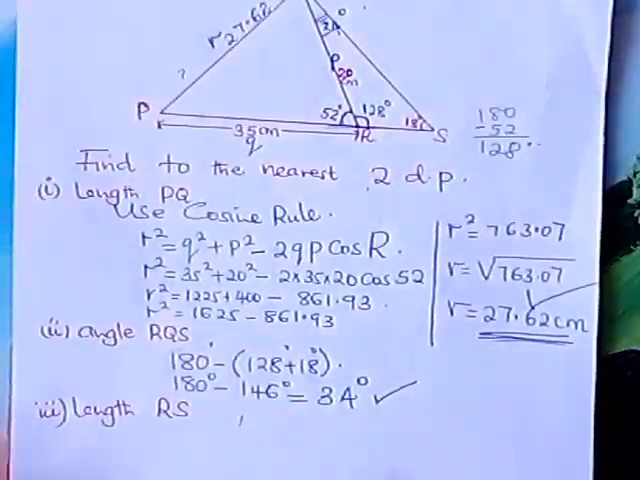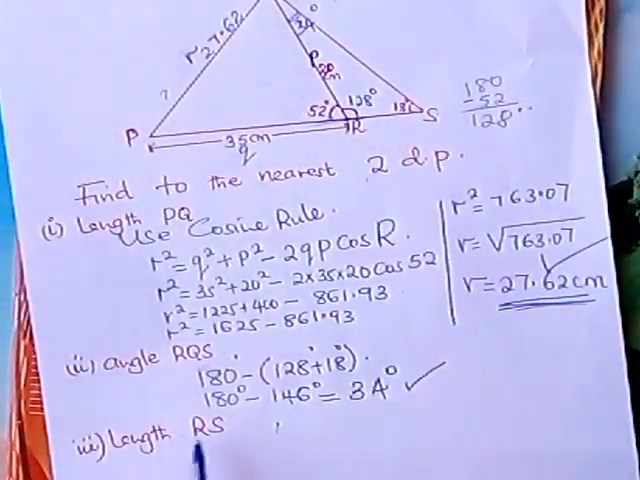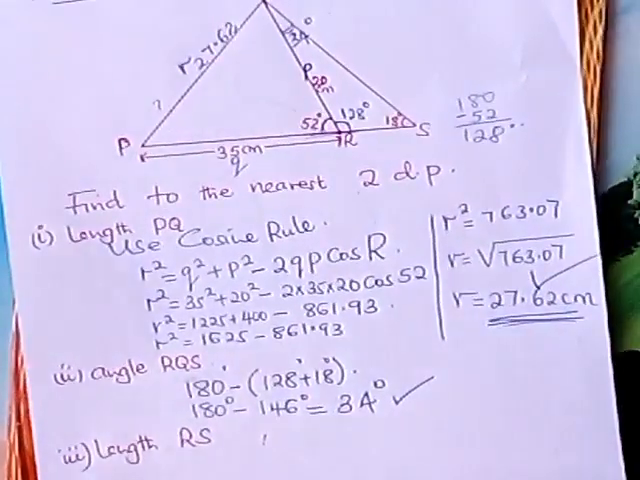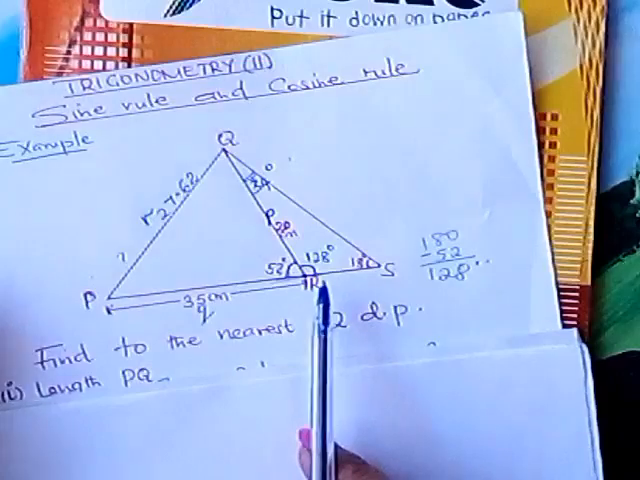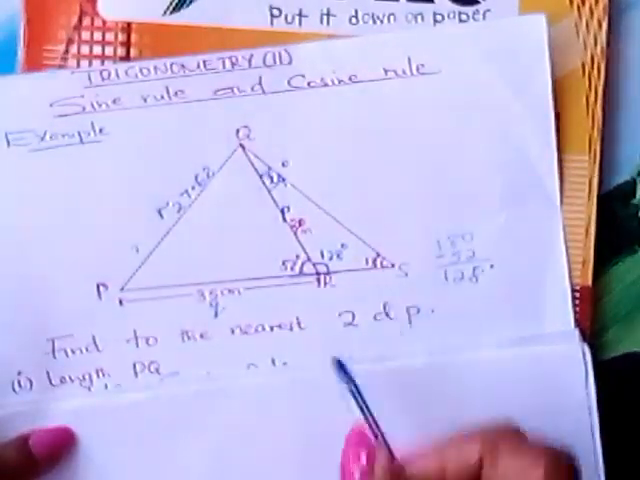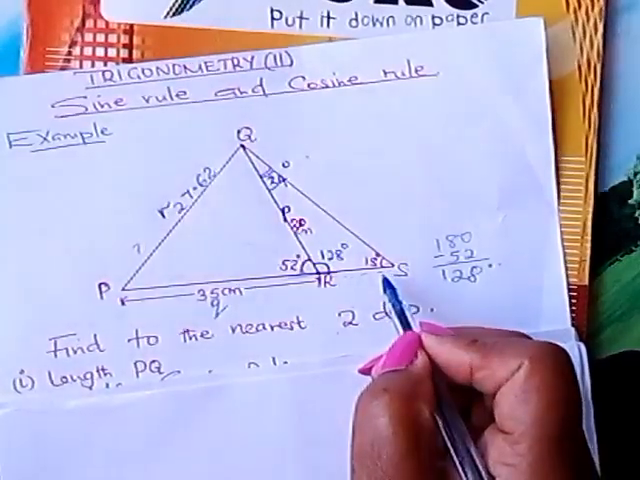So we go to part 3, learner. You can write here, part 3. What are you told in part 3? Find length RS. Where is RS? RS is here, learner. This length here, RS. How do we find it?